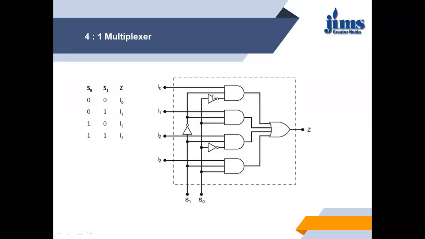We have put in two NOT gates, so it is S0 bar, S1 bar into I0, that is the first input. Then the output will be I1 when S0 is 0 and S1 is 1, so here comes S0 bar and S1. Similarly, we can construct an 8 to 1 mux, and for an 8 to 1 mux we require 3 select lines. This is the way we construct the multiplexer.